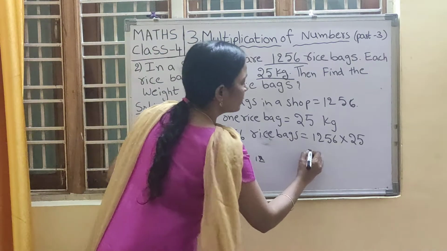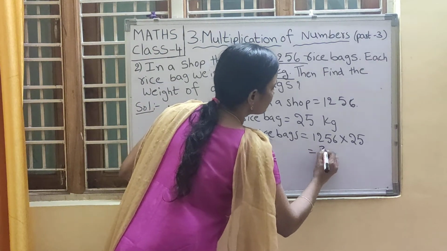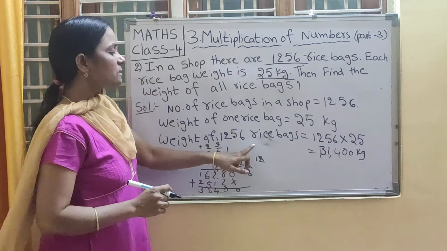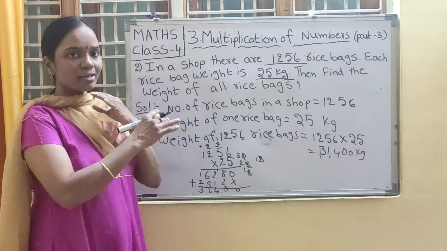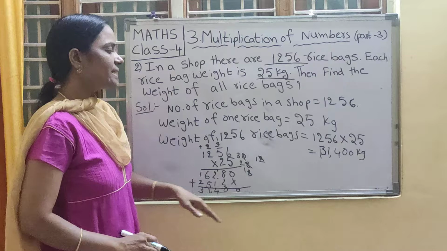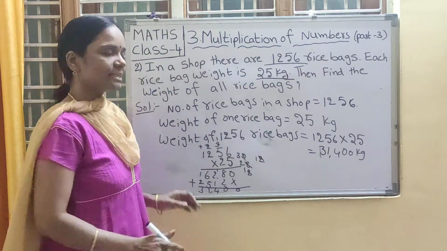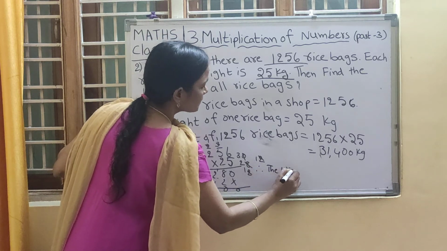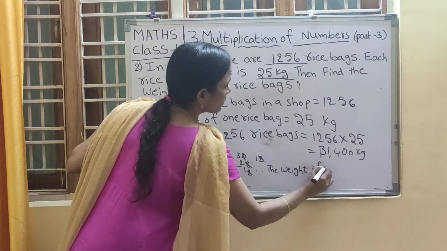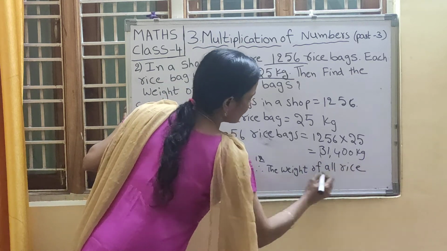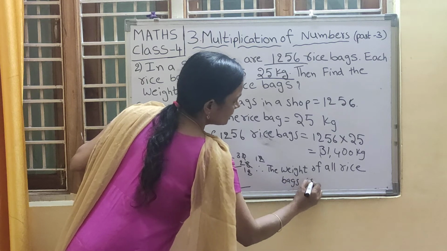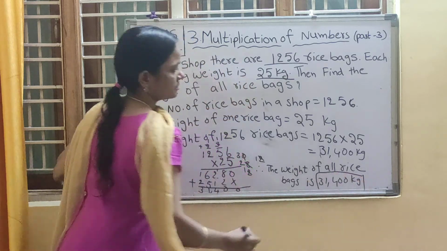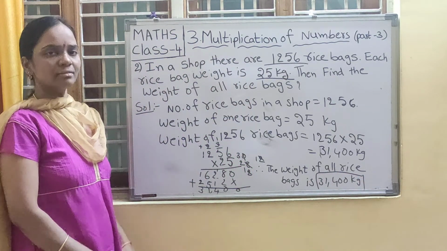What is the answer? How many kgs? 31,400 kgs. So what is the weight of 1256 rice bags? The weight of all rice bags in that shop is 31,400 kgs. So write down the final statement. Therefore, the weight of all rice bags is 31,400 kgs. Highlight the answer. Have you understood, children? Note it down.